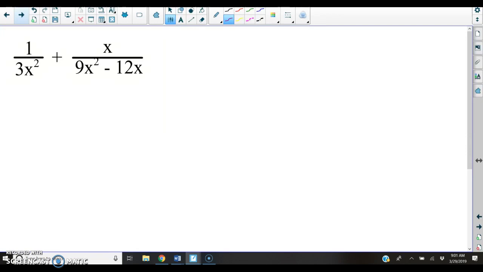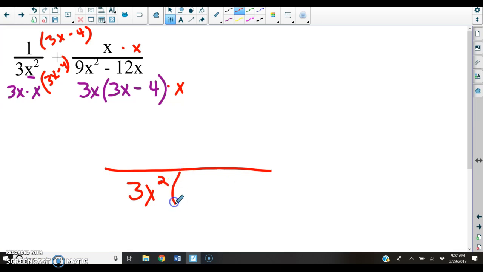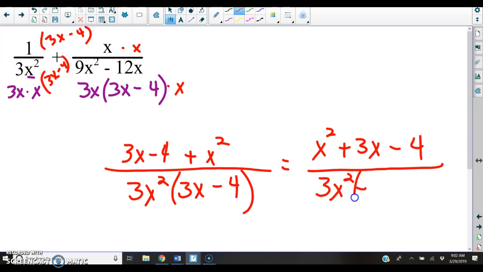Here's what we were looking toward. This would factor into 3x, and then it'd be 3x minus 4. Well, this has an x squared, so this is 3x times x. So to get common denominators, this fraction needs another x, and this needs the 3x minus 4. Then our common denominator will be 3x squared times your 3x minus 4. Your numerator is going to be 3x minus 4 plus x squared. And many of you are going to rewrite that, so it's x squared plus 3x minus 4 over the 3x squared and so on. Start writing that 3x minus 4 before I put the parentheses in.